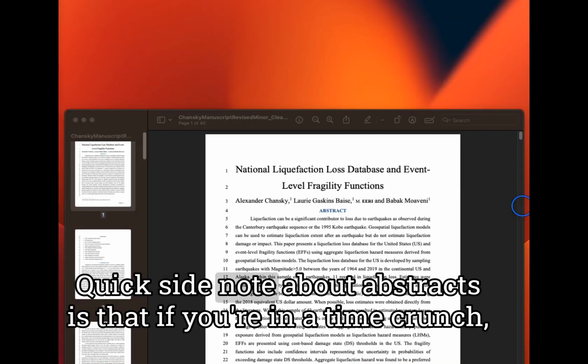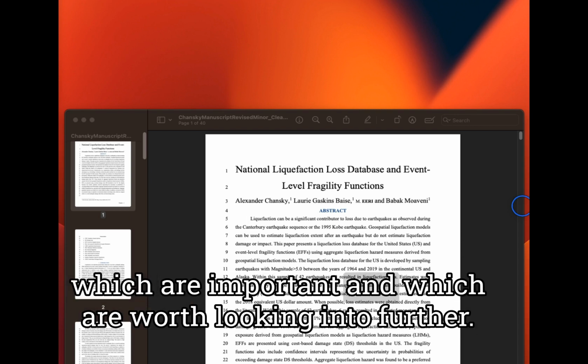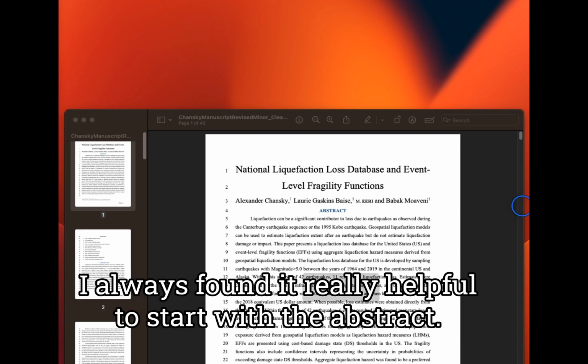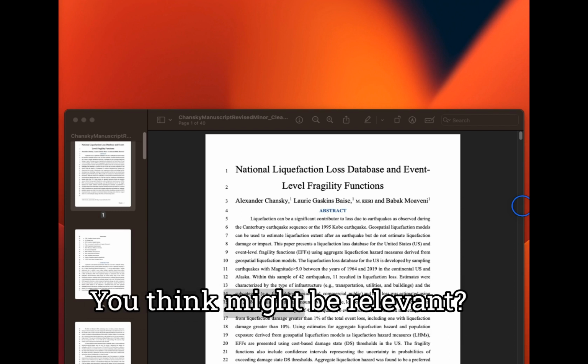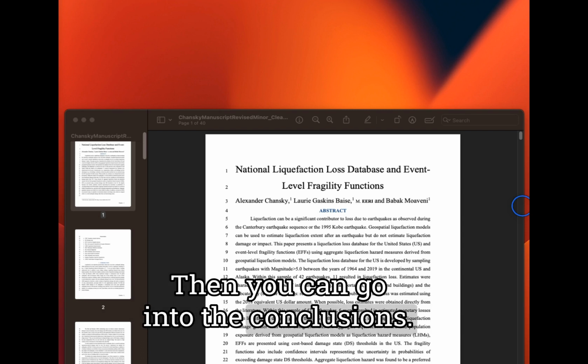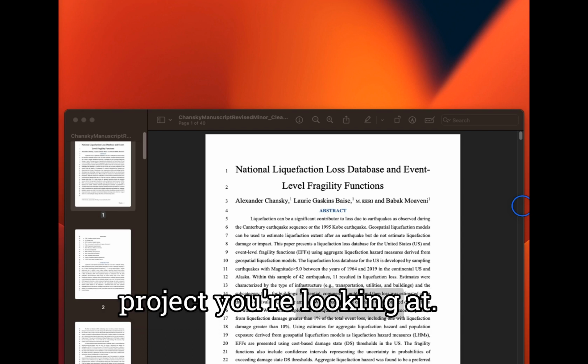A quick side note about abstracts is that if you're in a time crunch and you want to check out a bunch of papers quickly to see which are important and which are worth looking into further, I always found it really helpful to start with the abstract. Then if you find the abstracts of 5 or 6 papers you think might be relevant, you can go into the conclusions and see which results are most relevant to the project you're looking at.